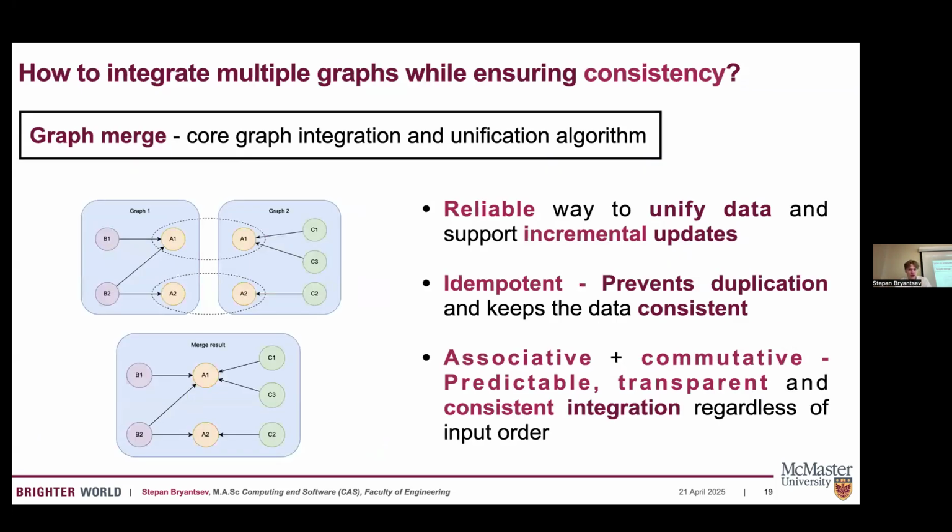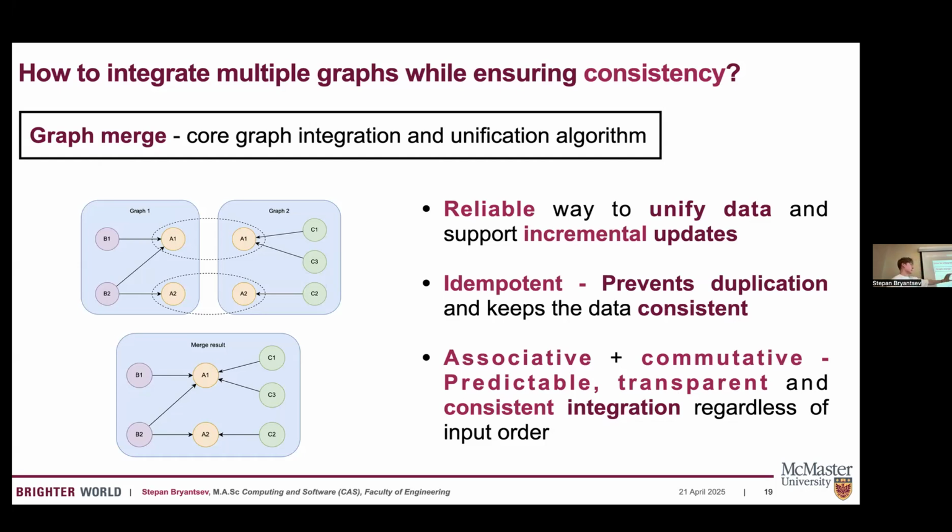So the final challenge in the design and implementation was how to integrate multiple graphs. Imagine each probe provides some kind of graph and you need to unify them. So how to do this? Here is where we rely on the graph merge algorithm. Here is how it works.